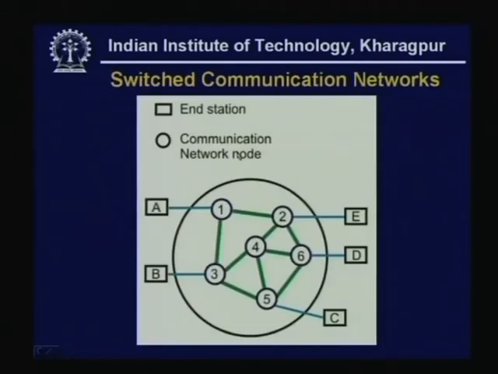Let me show you the network. So, here you see these are the end stations A, B, C, D, E. These are the end stations. On the other hand, 1, 2, 3, 4, 5, 6, these are communication network nodes. So, these are the nodes and they are used as switches, as intermediate points for communication.